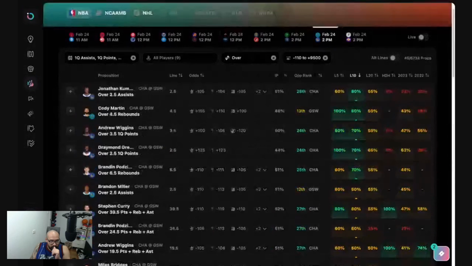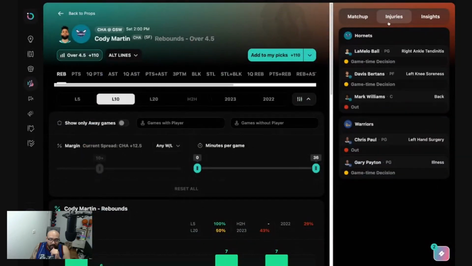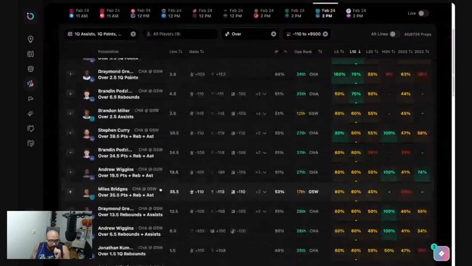Where's my man Trey Man? Trey Man not coming up. Right, LaMelo Ball's a game time decision, so Trey Man markets aren't available. That's interesting. So LaMelo Ball could come back. I wouldn't bet on him in his first game back anyway.